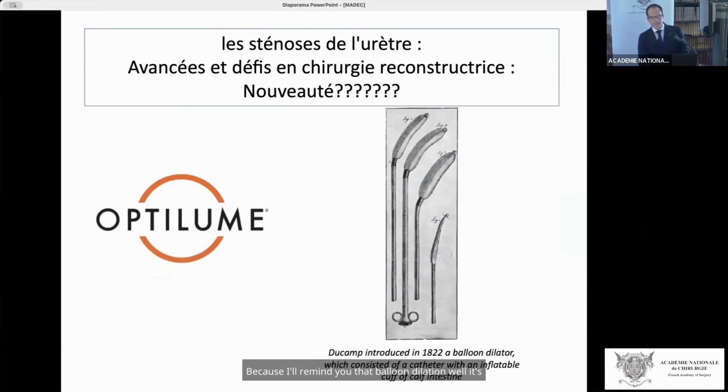Because I'll remind you that balloon dilation, it's not new, right? It had already been introduced in 1822 by Ducamp, who also had the idea of putting at the end of a catheter, at the time, right, animal intestine to dilate at the level of the stricture. So Optilumen maybe, but I don't think it's going to treat all strictures anyway.